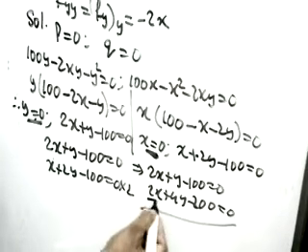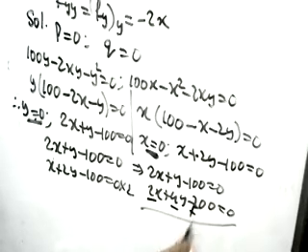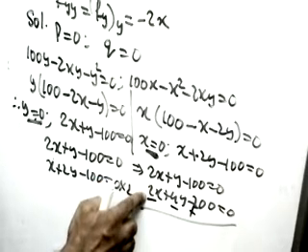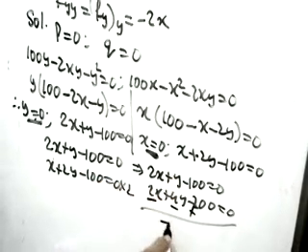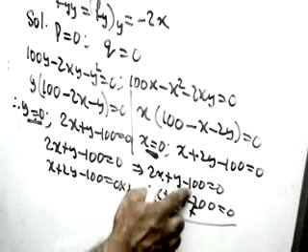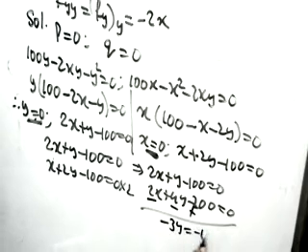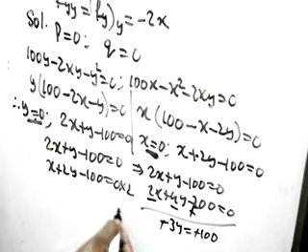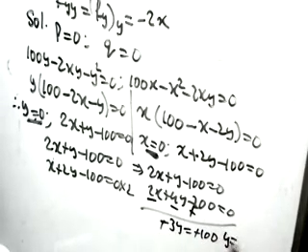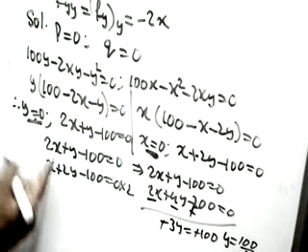Now let me change the signs. If we change the sign, this will be minus, this will be minus, this will be plus. So plus 2x minus 2x cancel. Y minus 4y is minus 3y, minus 200 minus 100 plus 200 is 100. Bring this 100 to the other side, it will be minus 100. Minus minus cancel. So what you get is y equals 100 by 3.